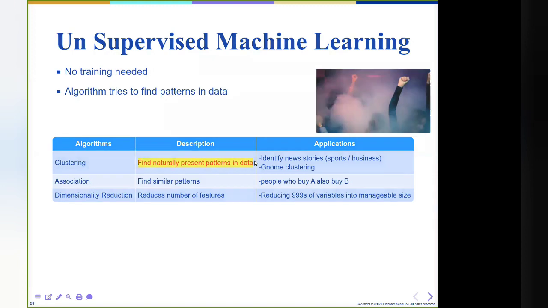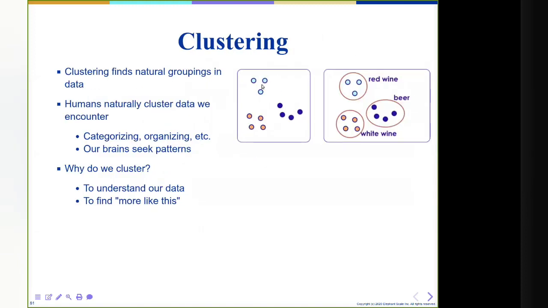Let me show you an example. Let's say I show you this data, and I ask, do you see any patterns in the data? You say, sure, I see three patterns. I see a group here, this group, and this group. But you may not know what each of the groups means.